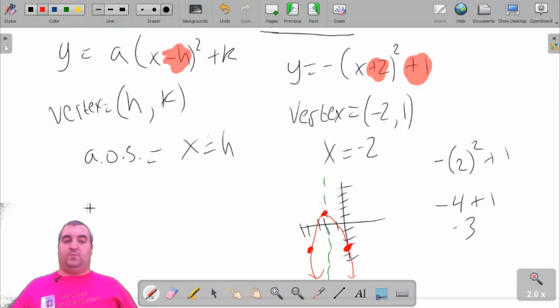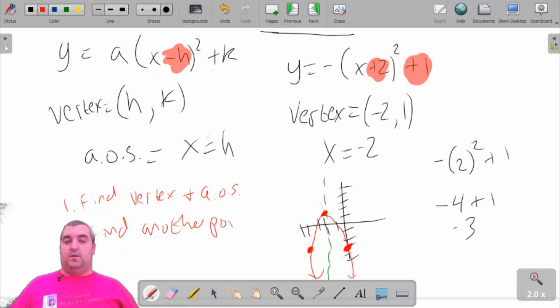So for this one, our steps are very similar to the standard form. Find vertex. There's just no work for that. I'll say find vertex and axis of symmetry. Second step, find another point. And once again, this is usually the y-intercept.